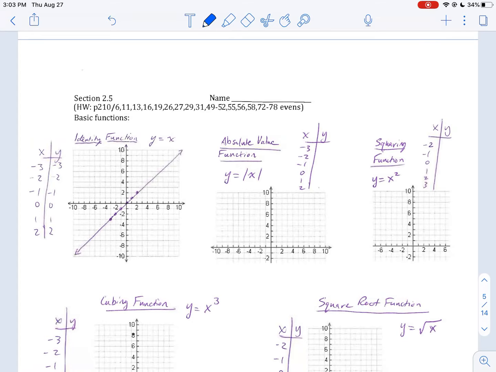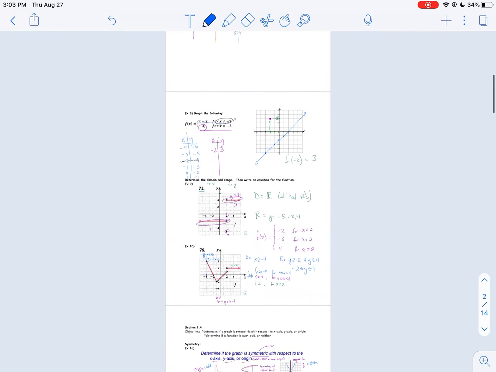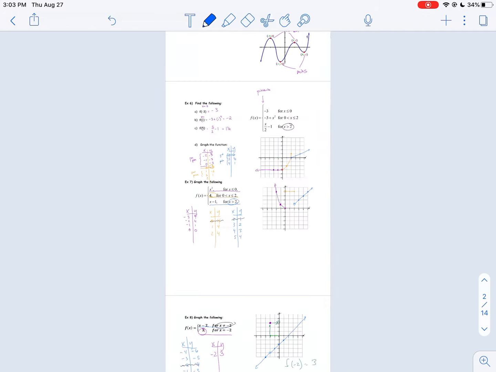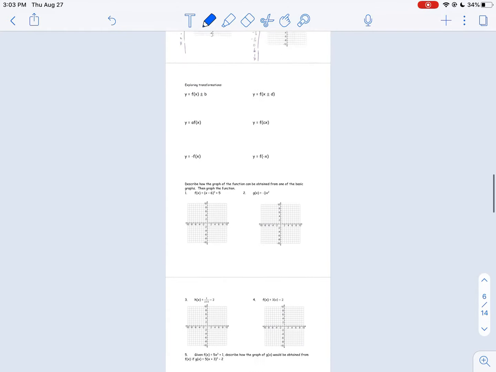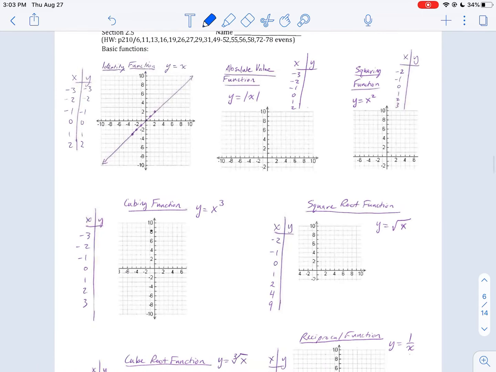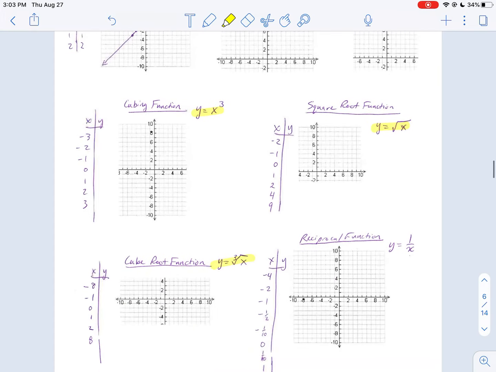I don't know about you, but when I was doing all these tables to graph, this got really tedious, and I don't like to use tables. I like shortcuts. And so what we're going to do in this section is use tables to get an idea of some basic functions. Y equals x, y equals the absolute value of x, y equals x squared, y equals x cubed, y equals the square root of x, the cubed root of x, and 1 over x.